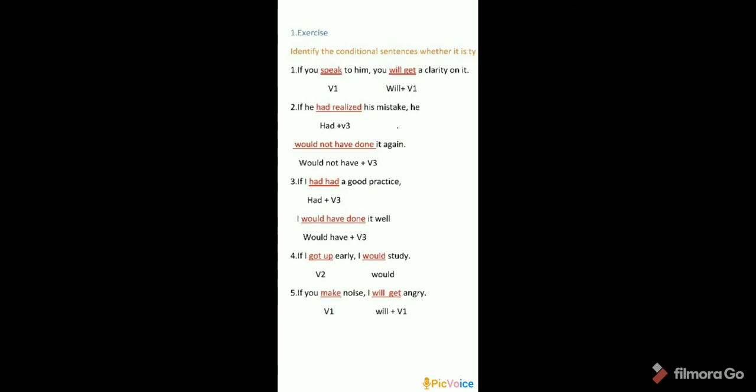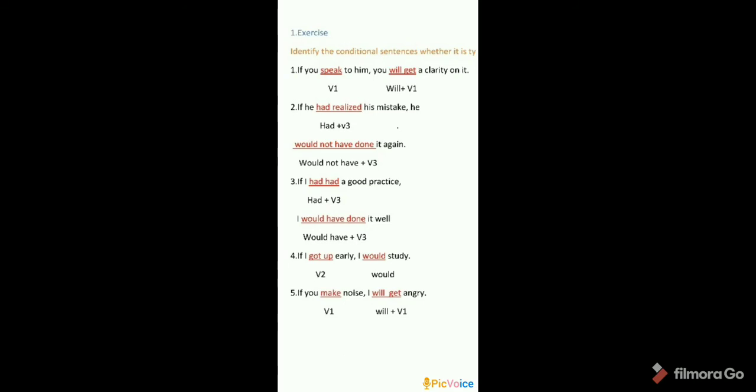So in the if clause part, if you observe, V1 form of verb is used, and in the main clause part, will plus V1 form of verb is used. So if you see V1 in the if clause part and will plus V1 in the main clause part, definitely it is type 1. We can blindly say that the given sentence is type 1.